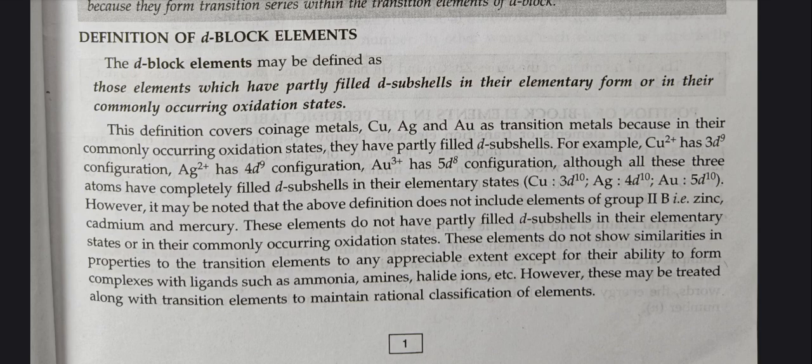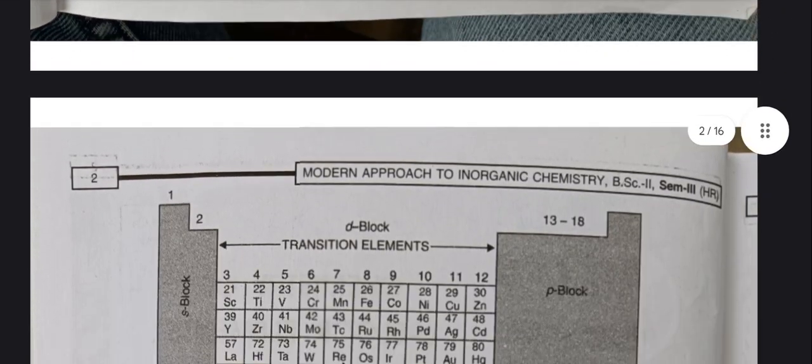However, it may be noted that the above definition does not include elements of group 2B, that is zinc, cadmium, and mercury. These elements do not have partly filled d subshells in their elementary states or in their commonly occurring oxidation states. These elements do not show similarities in properties to the transition elements to any appreciable extent except for the ability to form complexes with ligands such as ammonia, amines, halide ions, etc. However, these may be treated along with transition elements to maintain rational classification of elements.